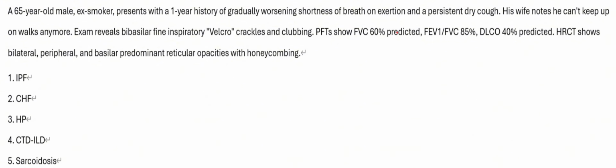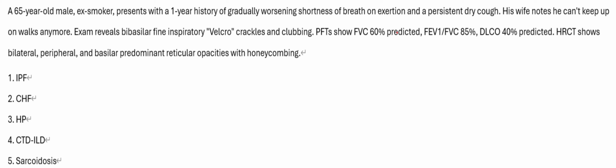HP imaging is HRCT, which can show centrilobular nodules, ground glass opacities, air trapping or mosaic attenuation, and fibrosis. But the fibrosis location is not basilar. It's not basal, so it's mid-upper lung predominant in chronic HP.